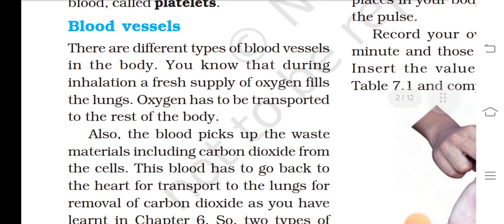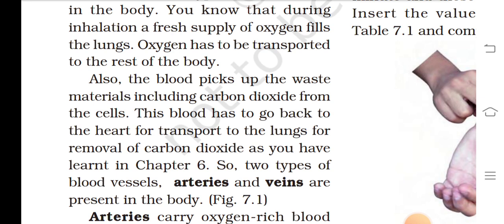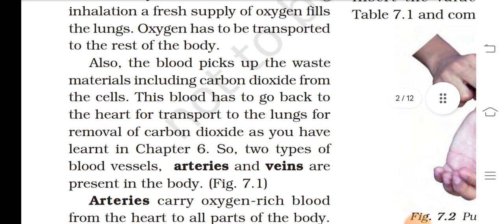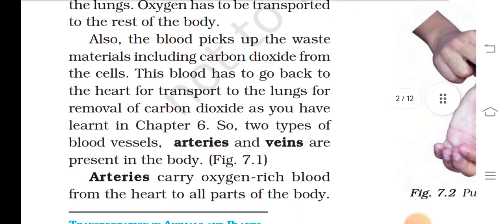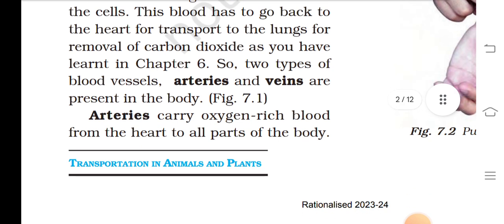Blood vessels. There are different types of blood vessels in the body. You know that during inhalation, a fresh supply of oxygen fills the lungs. Oxygen has to be transported to the rest of the body. Also, the blood picks up waste material, including carbon dioxide, from the cells. This blood has to go back to the heart for transport to the lungs for the removal of carbon dioxide, as you have learned in chapter 6.